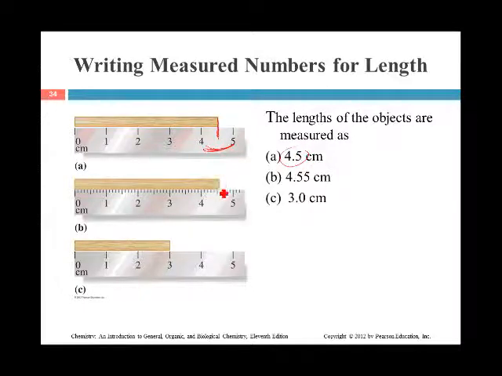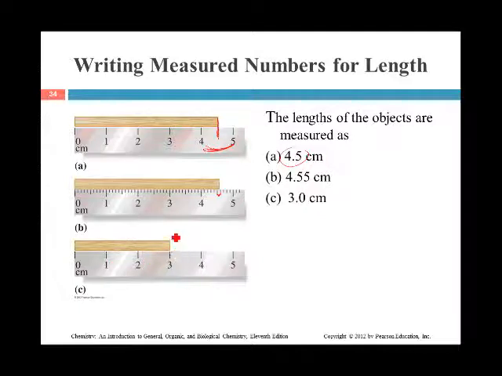Here's our piece of wood again. 1, 2, 3, 4. Now we have these little notches here. So 1, 2, 3, 4, 5. I can count across 5, but I have to estimate before I get to that 6. So it's about halfway to that 6. So it's 4.55.